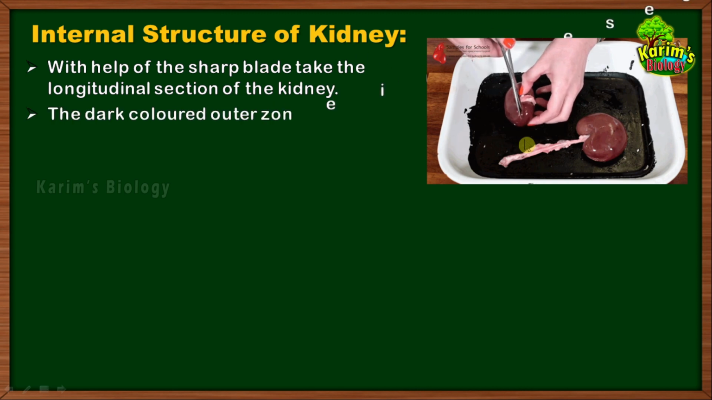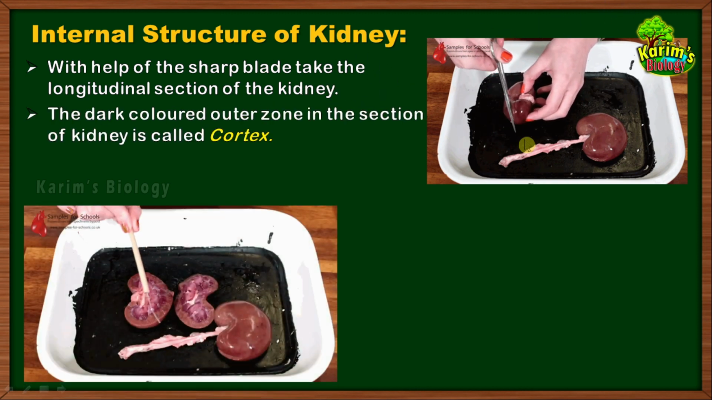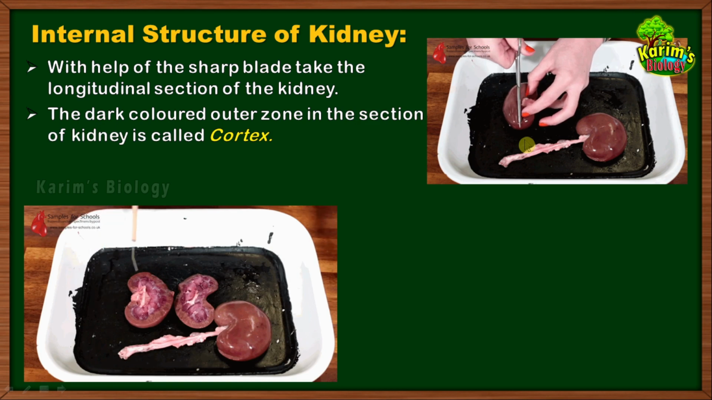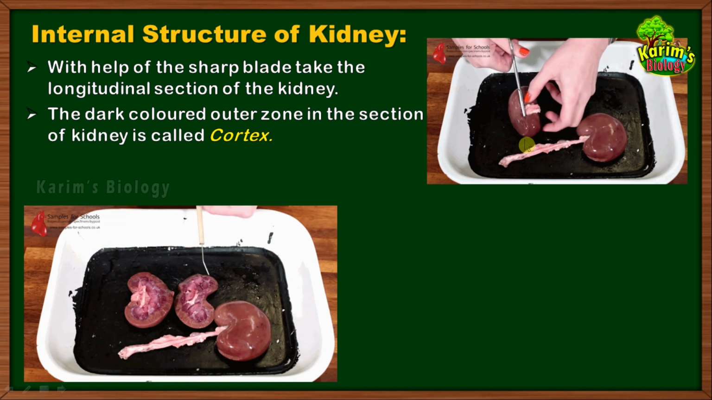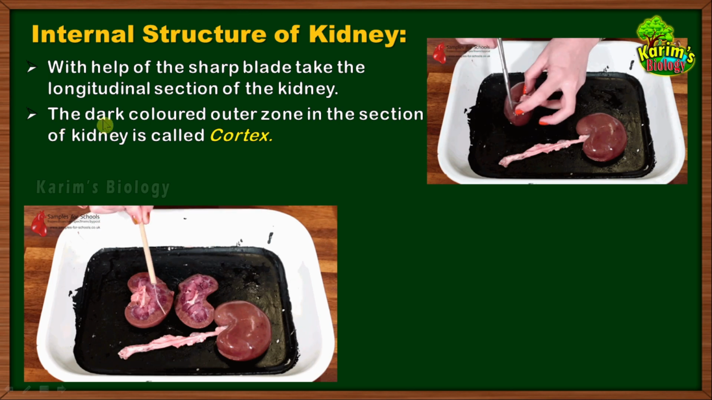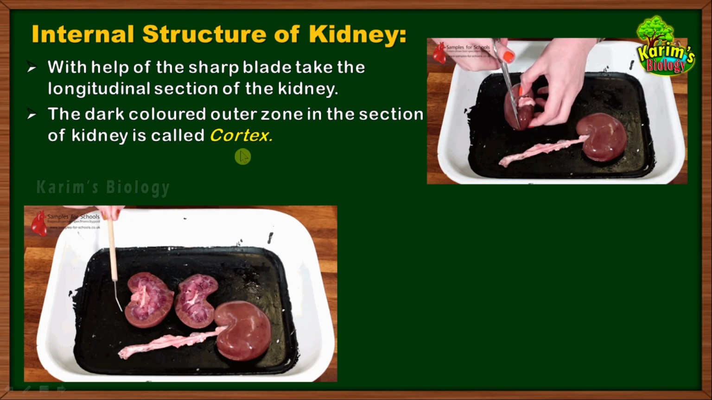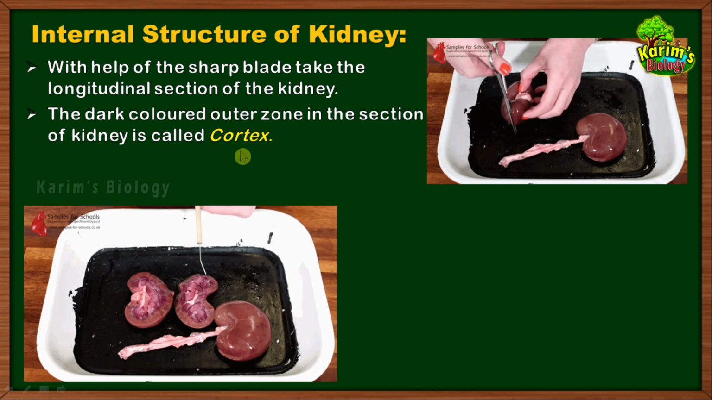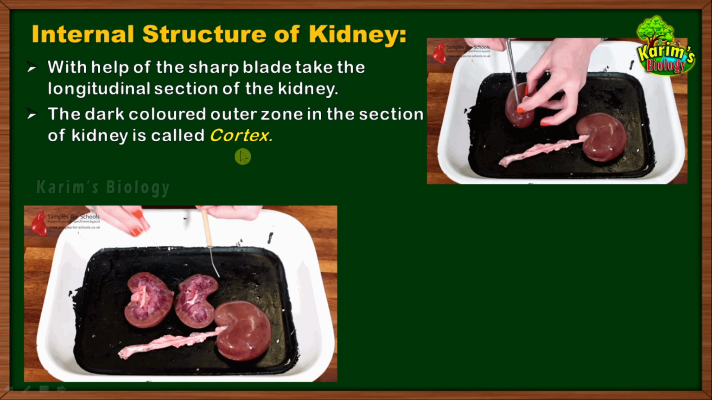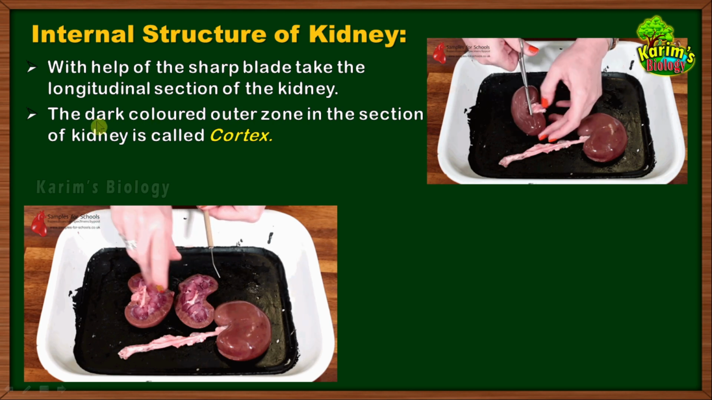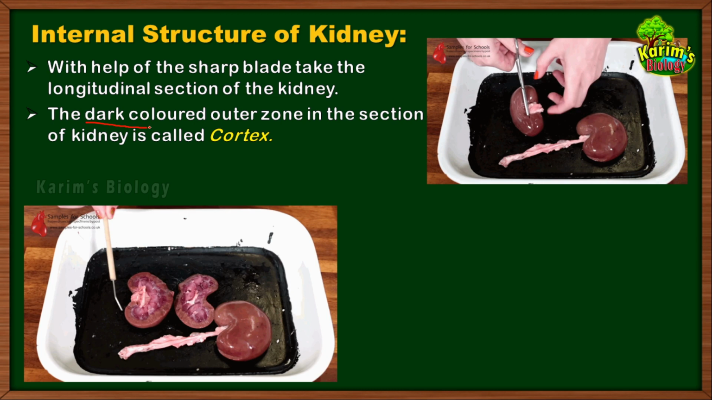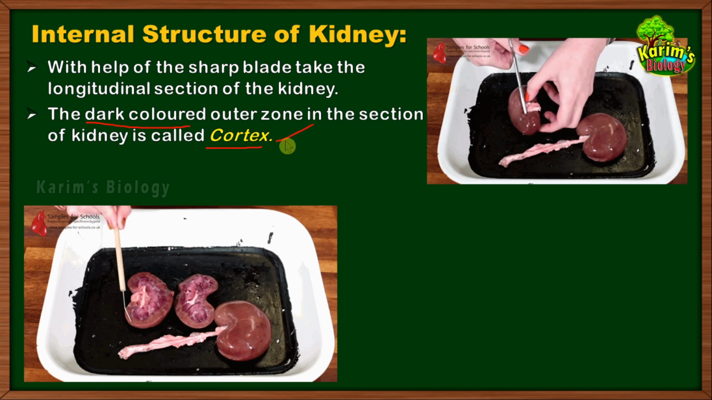After the longitudinal section you can observe 2 different portions in the kidney. There are two different zones present in the kidney, which I will be explaining: the outer zone and the inner zone. First let us talk about the outer zone. The outer zone is dark in color. And what is it called? This dark colored outer zone is called the cortex, right?